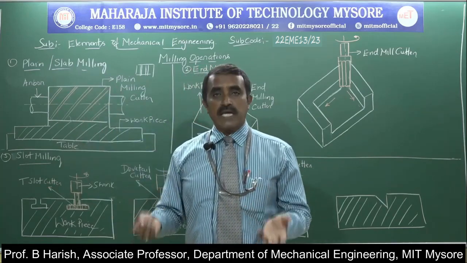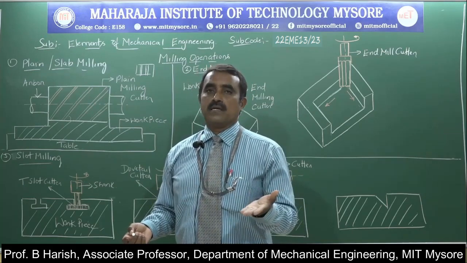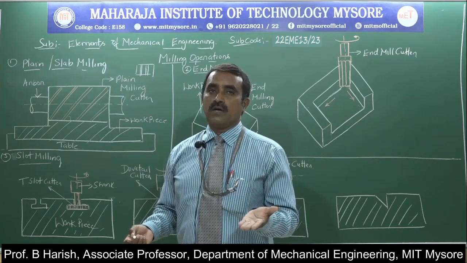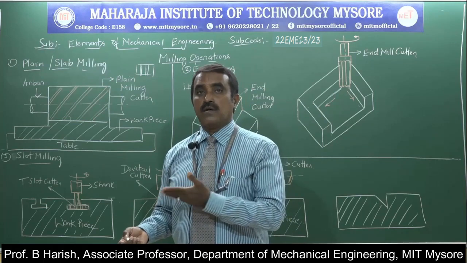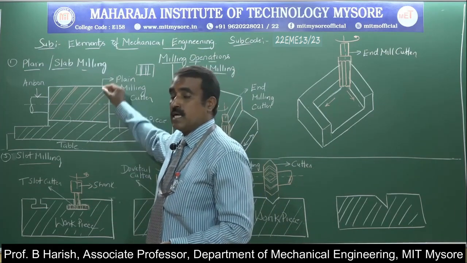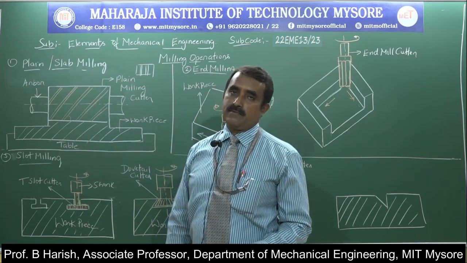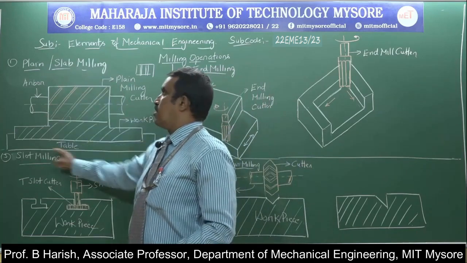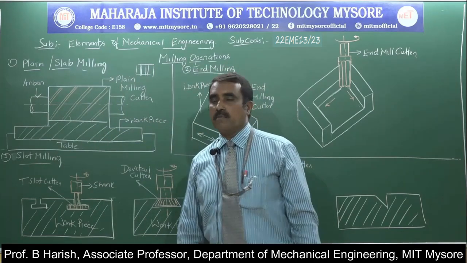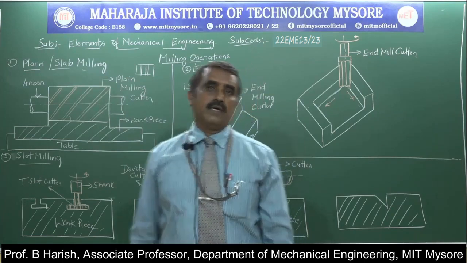Depending upon the finish that is required, whether you require a rough finish or a very good surface finish, we can use that particular cutter with either straight teeth or helical teeth. So this is the first operation that can be performed on a milling machine. It is called plain milling or slab milling.